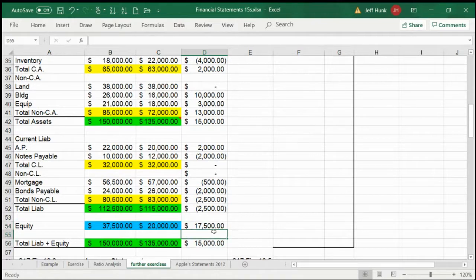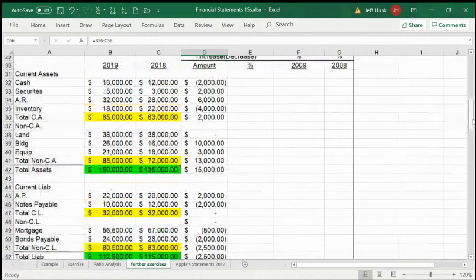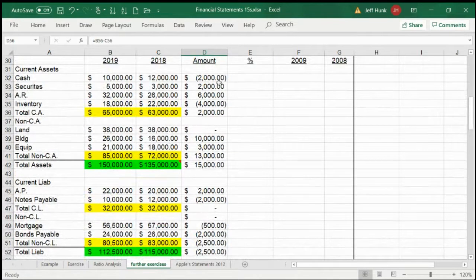Then we have, we found the changes, right? So that means negative change, of course, because cash decreased by 2,000 between the 2 years, but marketable securities like stocks and bonds increased by 2,000. Accounts receivable increased by 6,000. Inventory decreased by 4,000, and so on.